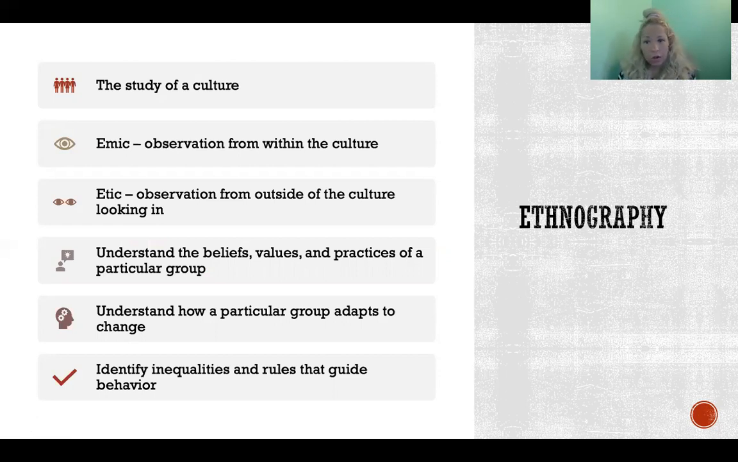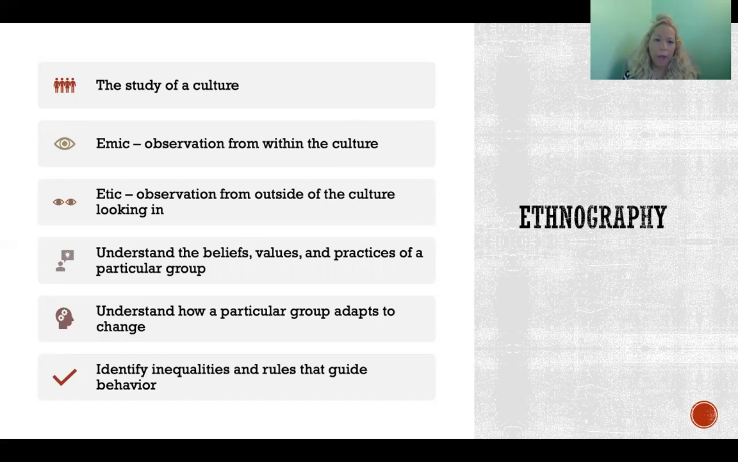Now, you can study a culture as a member of that culture. That would be emic, so observation from within the culture. I've mentioned rheumatoid arthritis. I have rheumatoid arthritis myself. I don't know if it's necessarily a cultural group to study, but just as an example of emic, if I have rheumatoid arthritis and I am studying other people with rheumatoid arthritis, and maybe a culture that exists within those types of patients, then that would be emic.